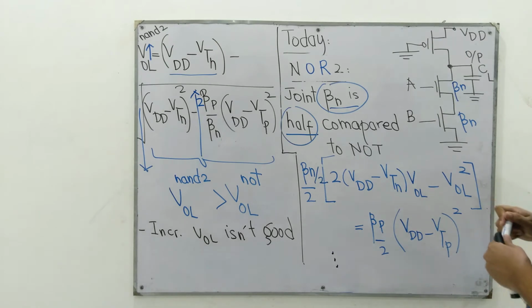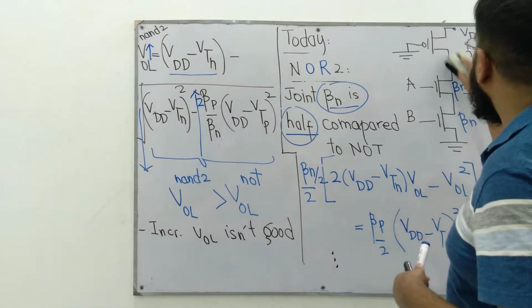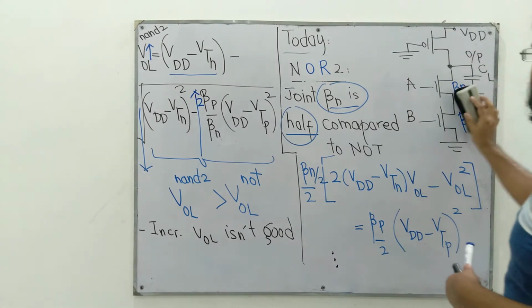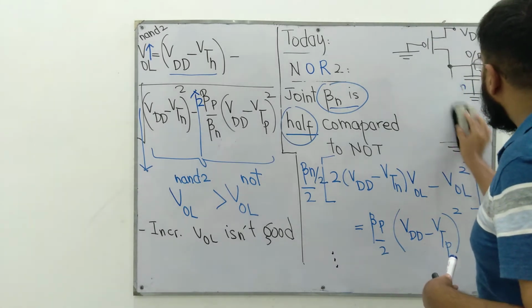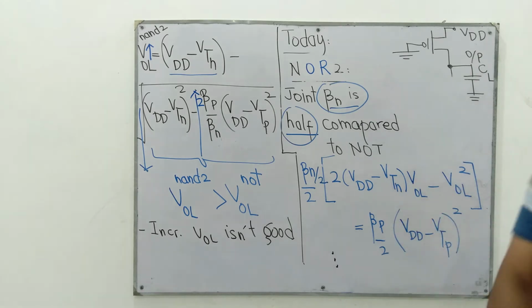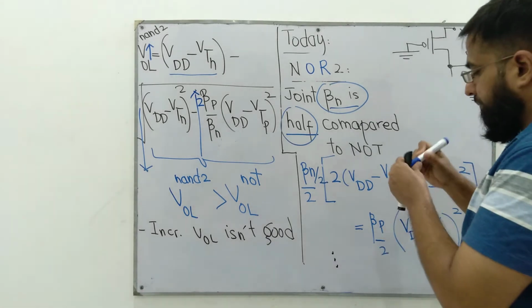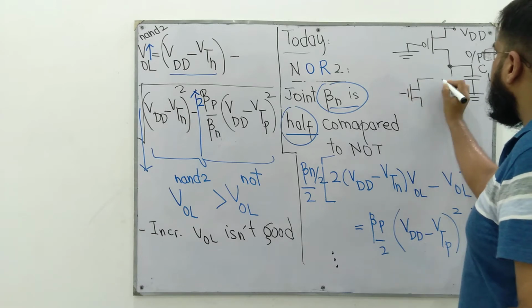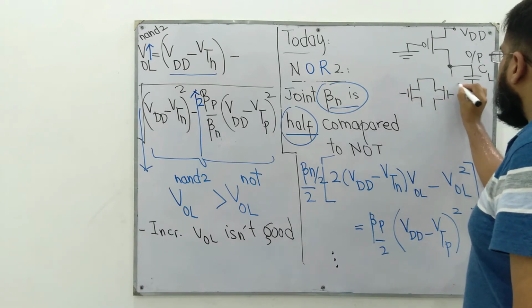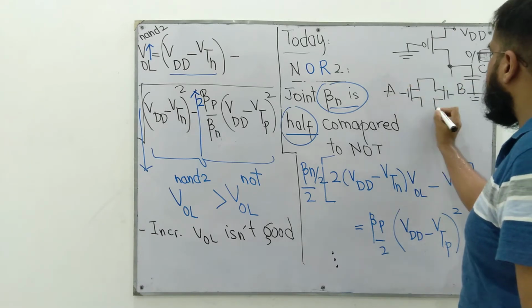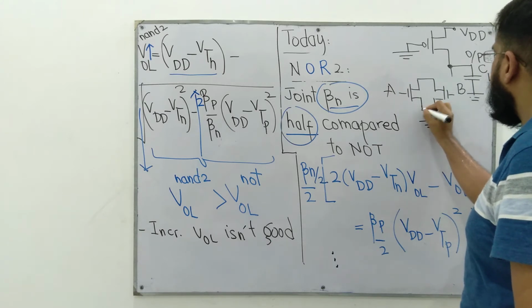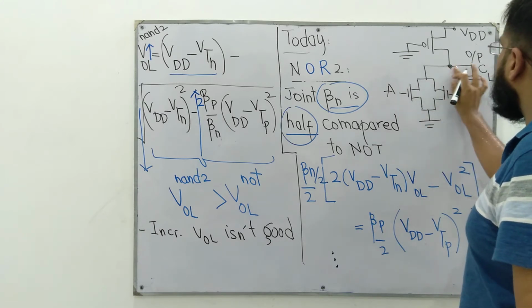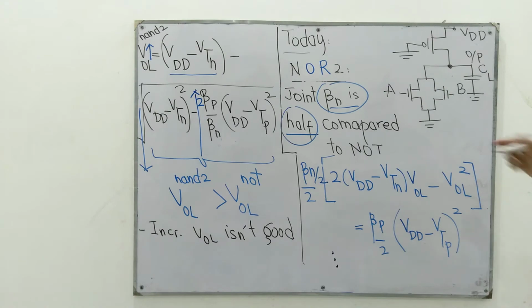The difference between this and the NAND2 would be this PMOS array remains the same, the output capacitance remains the same, except that we have these two transistors in parallel instead of being in series. Now we have these two transistors in parallel. So this is the difference. This is pseudo NMOS NOR2.